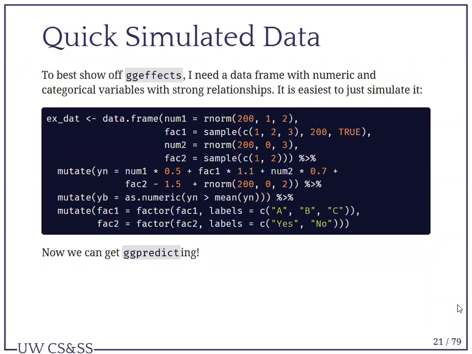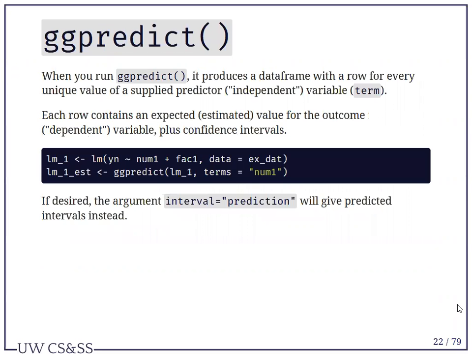So this is some simulated data. To best show off ggeffects, I need a data frame with numeric and categorical variables with strong relationships. And it was easier to just simulate it. So here is some made up data. Now we can ggpredict. When you run ggpredict, it produces a data frame with a row for every unique value of a supplied predictor, that is an independent variable that we'll call a term. Each row contains an expected or estimated value for the outcome, that is our dependent variable, plus confidence intervals.